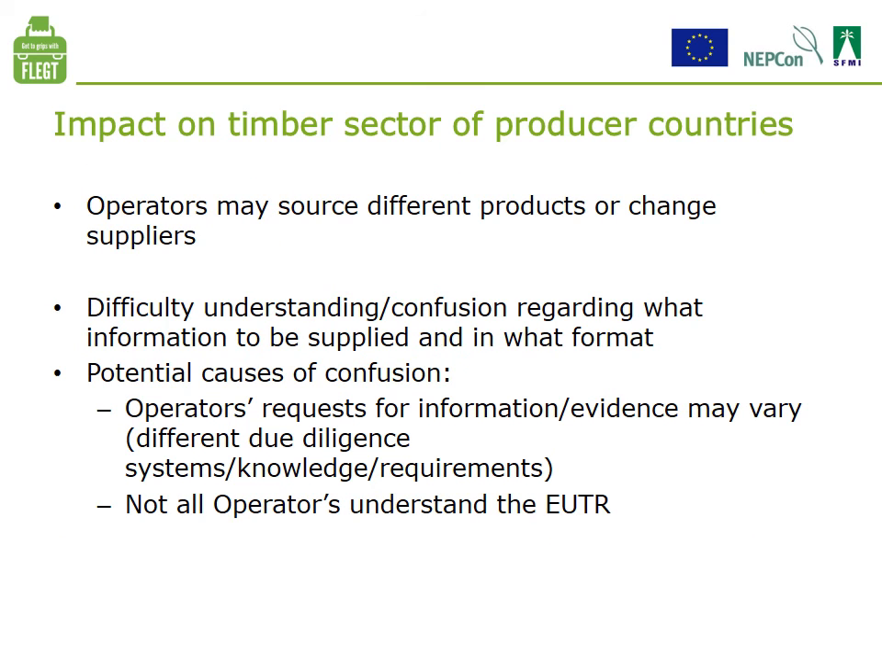Continuing on, for a number of reasons, it may be that operators decide to source different products or source from different suppliers. This may be because they are unable to obtain the information they want from a particular supplier, or they may judge a particular type of product or supply chain too complex and too risky to source from. Finally, an impact on producer countries is likely to be that suppliers become confused and find it difficult to know what is required from them due to the EUTR.